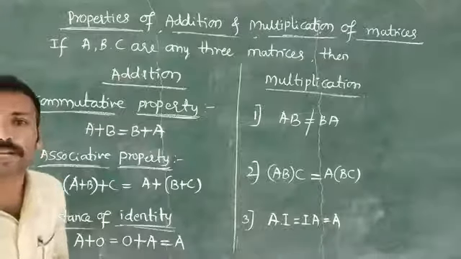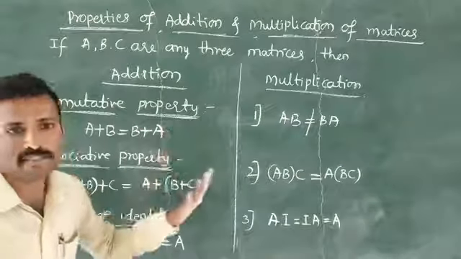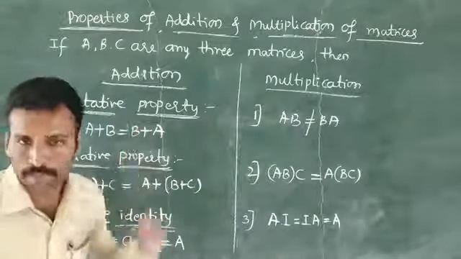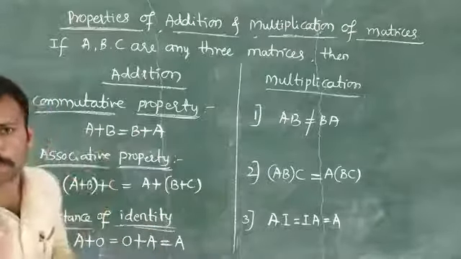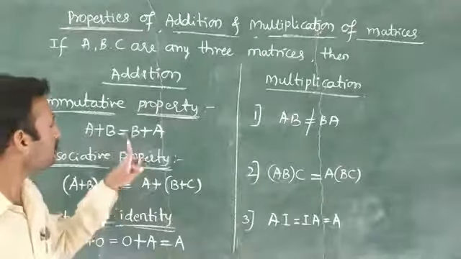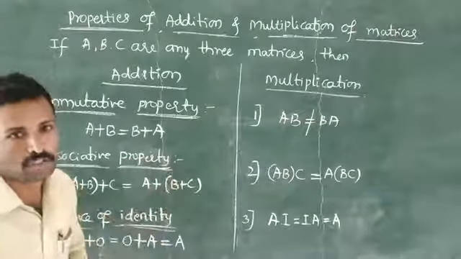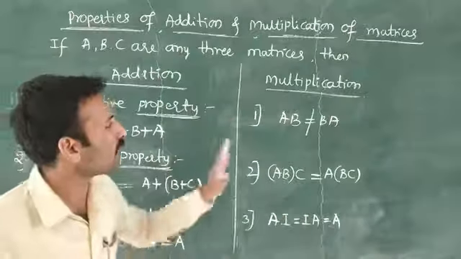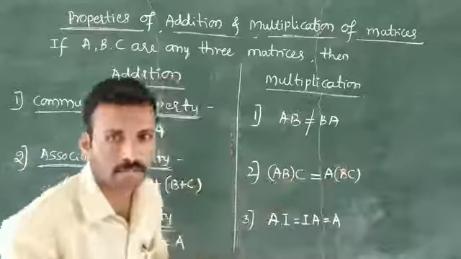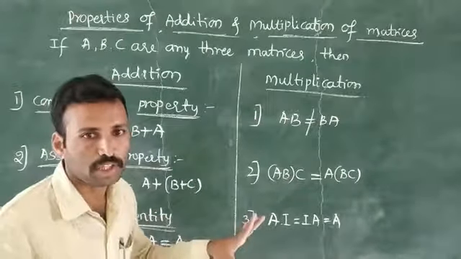Properties of addition and multiplication of matrices. If A, B, C are any three matrices, then the first addition property is the commutative property. The commutative property holds for addition: A plus B is always equal to B plus A if A and B are of the same order. Similarly, for matrix multiplication, AB is not equal to BA, which means matrix multiplication is not commutative.